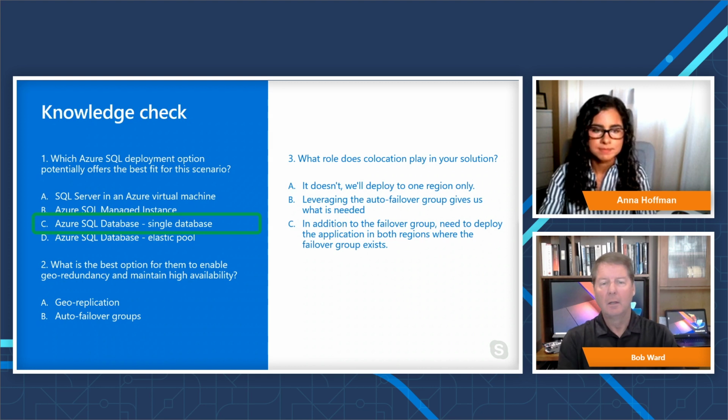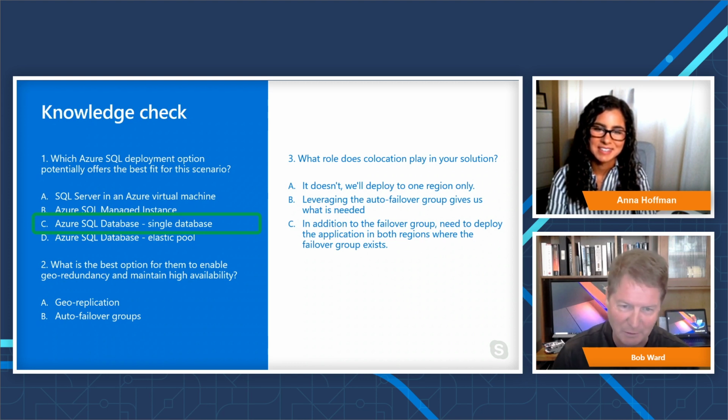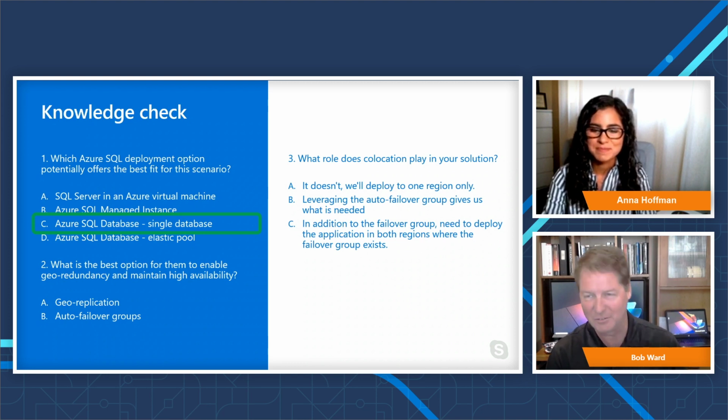Okay. So let's talk about this, by the way. Remember, Anna is, as any professor does, wording a question very interestingly. It doesn't say what is the option for them to enable geo-redundancy. It says what is the best option. So let's go back and talk about the options yesterday that Anna talked about. Geo-replication's a great option, right?